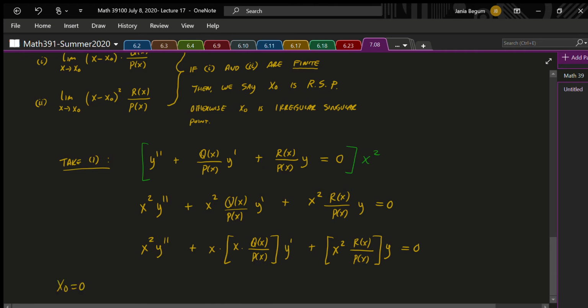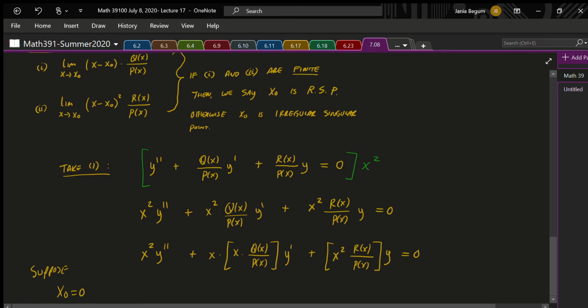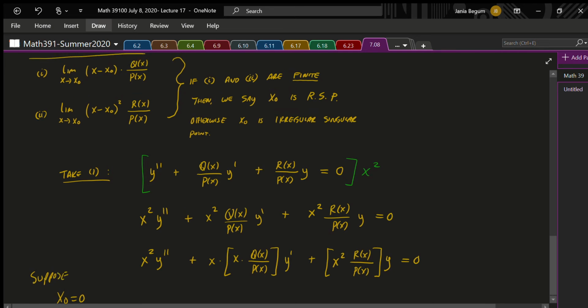Okay, so just suppose that. Now, if x naught is 0, in the limit definition, x minus x naught will drop, right? So you have x times q of x over p of x. And in the second limit definition, again, x naught will drop because of 0. You will have x squared times r of x over p of x. Aren't those the same coefficients we have in the Euler equation? Do you guys see that?